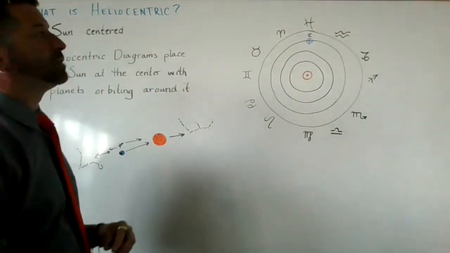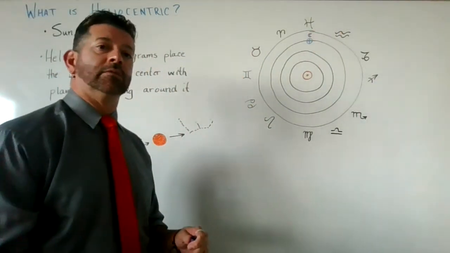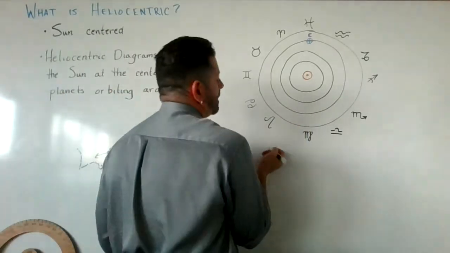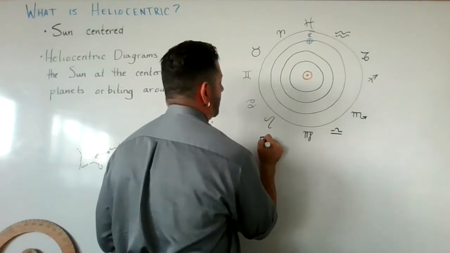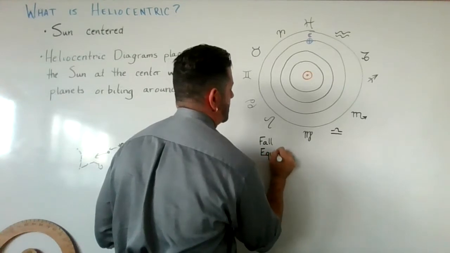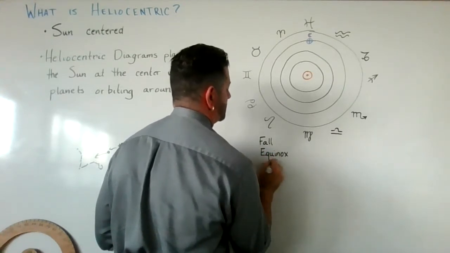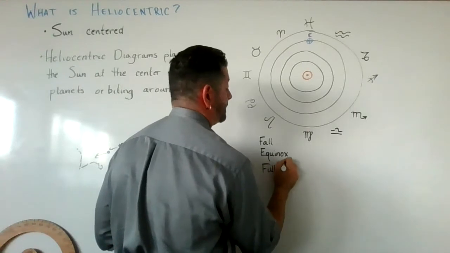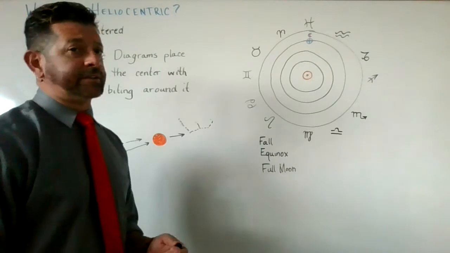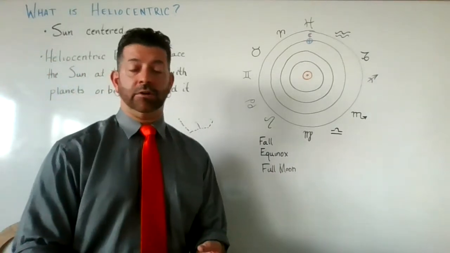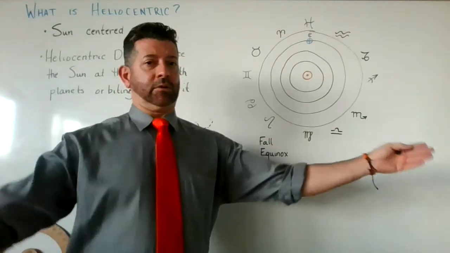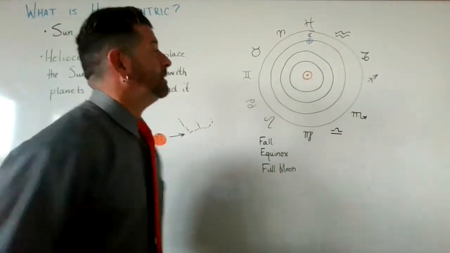So that's how we would draw fall equinox, full moon, on a heliocentric diagram. And it doesn't matter the time of day. It could be dawn, noon, sunset, midnight. Boom. Same position. Because now we're looking at the big solar system diagram.